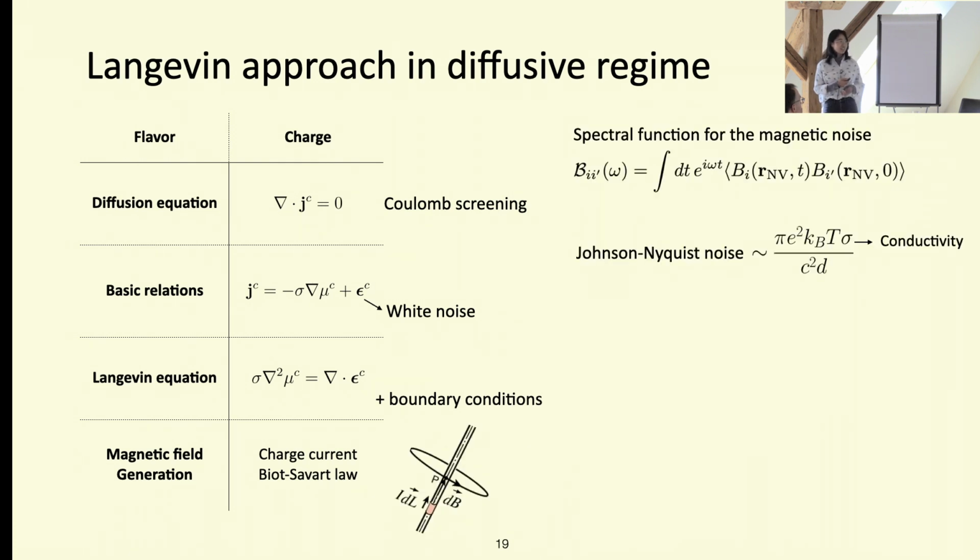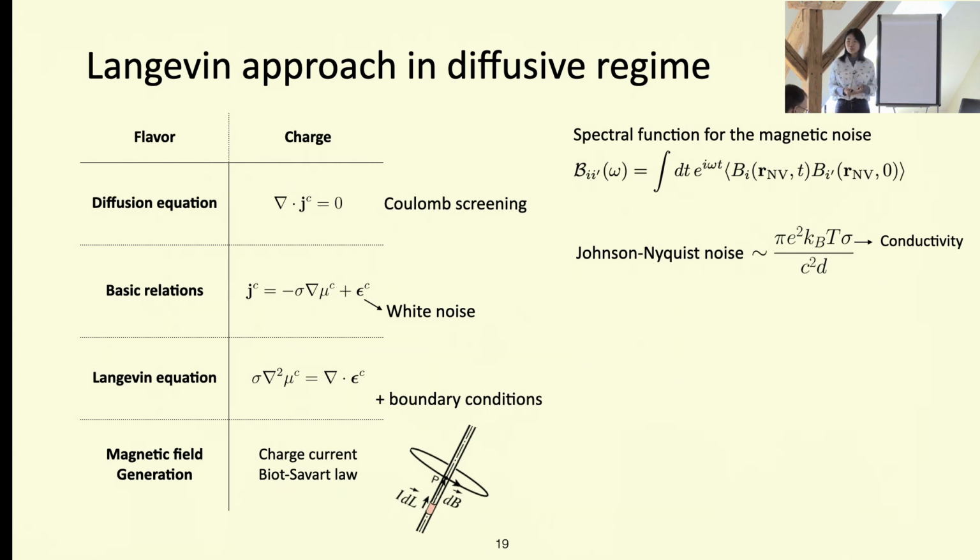And we know that charge current contributes to a magnetic field due to the Biot-Savart law, or simply Ampere's law. And what we calculate is the spectral function at the site of the NV center of the magnetic noise, the magnetic field fluctuation, and then Fourier transform to frequency space. So in the case of charge, we'll get the familiar Johnson-Nyquist noise that is proportional to the charge conductivity.